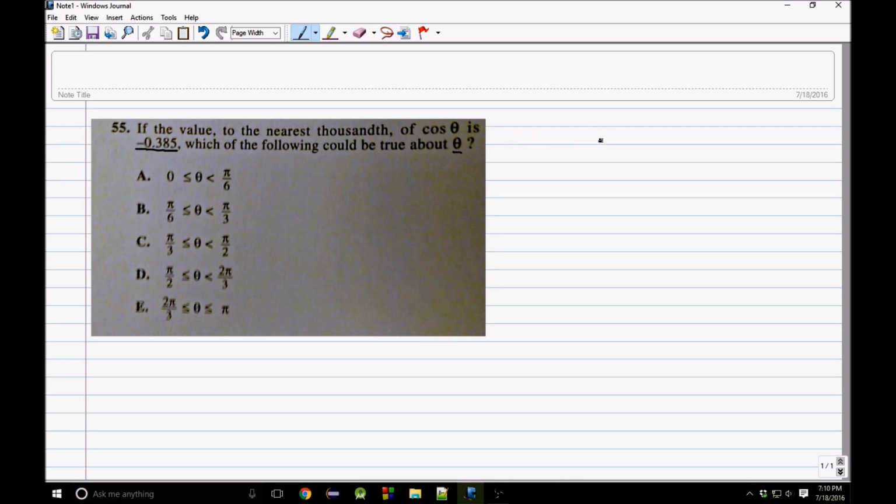So, in order to solve this, we need to remember what the unit circle looks like. So the unit circle is essentially a circle that looks something like this, if I could draw a circle better, that would be nice. Around here, we have 0 or 2 pi.